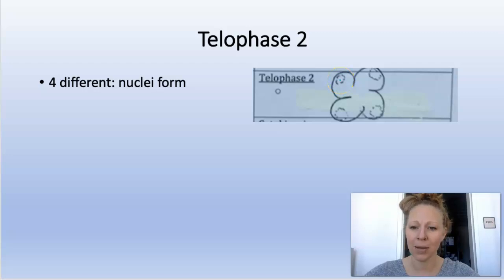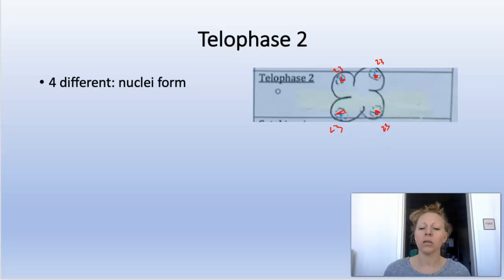4 different nuclei, and we know that the nuclear membrane is reforming and the chromosomes are relaxing into chromatin. We now have one cell with 4 nuclei that each have 23 chromosomes. So 23 here, 23 here, 23 here, and 23 here. 23 chromosomes in each. So this is one cell that's going to split into 4 haploid cells.